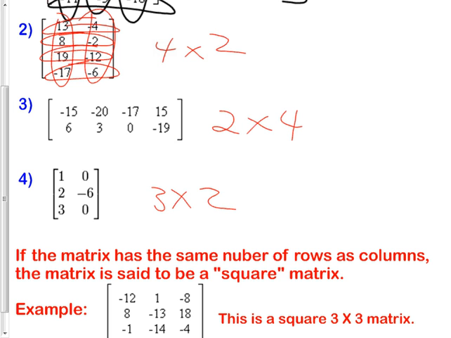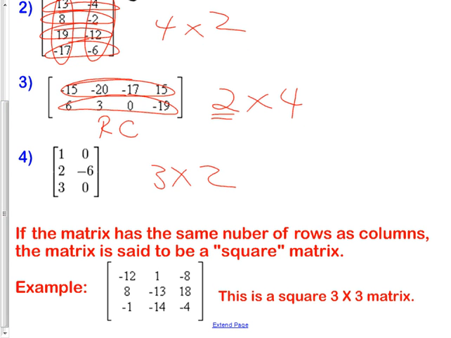Raise your hand if you agreed with me. Okay, good. Any questions? Yes? It has to be rows then columns, RC. Okay, and then how many rows do I have? 1, 2 rows. And then the columns is the other way. It can be confusing because it's easy to mix the two up.